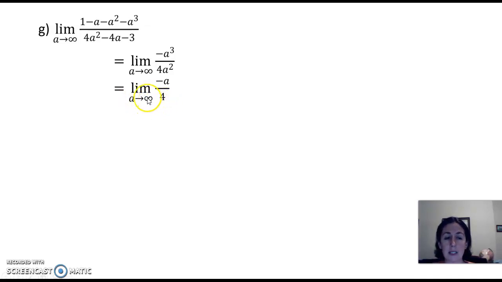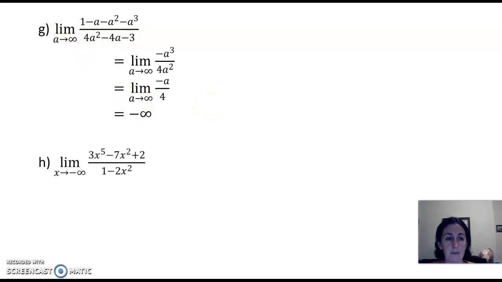So a is increasing positive without bound. A is a really big positive number. Negative a makes it a really big negative number. Divided by 4, it's a negative number, so this is going to go off to negative infinity. So I want you to notice that just because a is approaching positive infinity doesn't mean that my limit approaches positive infinity. Sometimes these don't match.